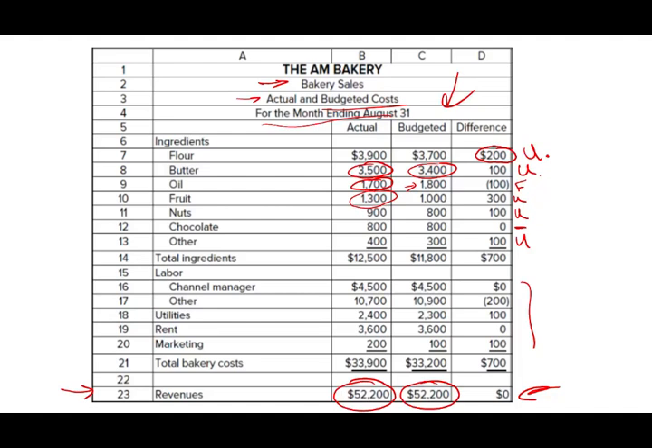Now, I can talk to the people working on the front line at the bakery. It's like, could you tell me why did we spend more on flour, $200 more? And that's a lot. $200 of $3,700, that's a lot. So could you tell me what's going on? Why did we spend more? Okay, explain it to me. So the cost information system is going to give you those signals, those flags that are going to help you run the company. And those are good features of a good cost accounting information system.